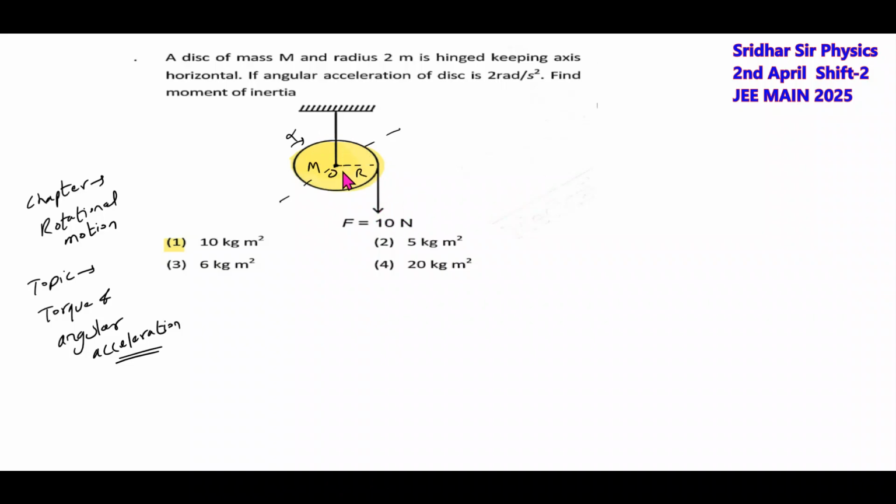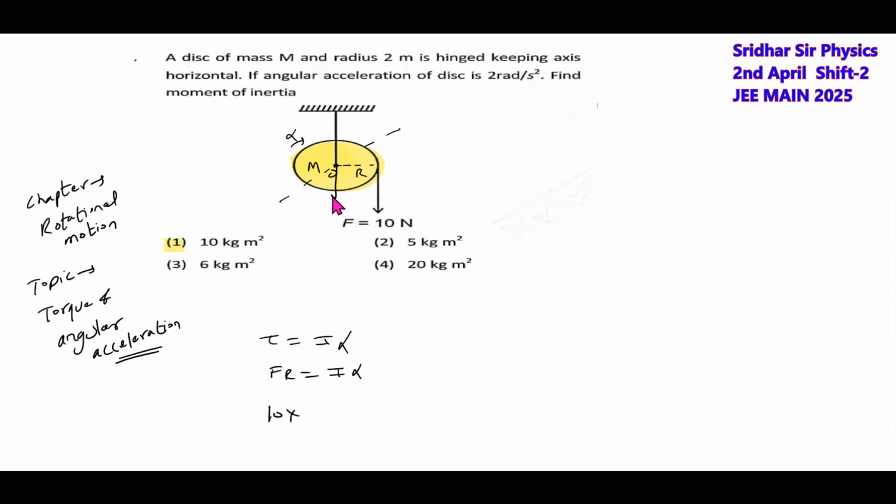We applied a force. This force will set up a torque. So here torque equal to I into alpha. What is the torque set up by this applied force? F into R. Moment of inertia is asked. What is the value of F? 10. This force F into R will set up torque about O.